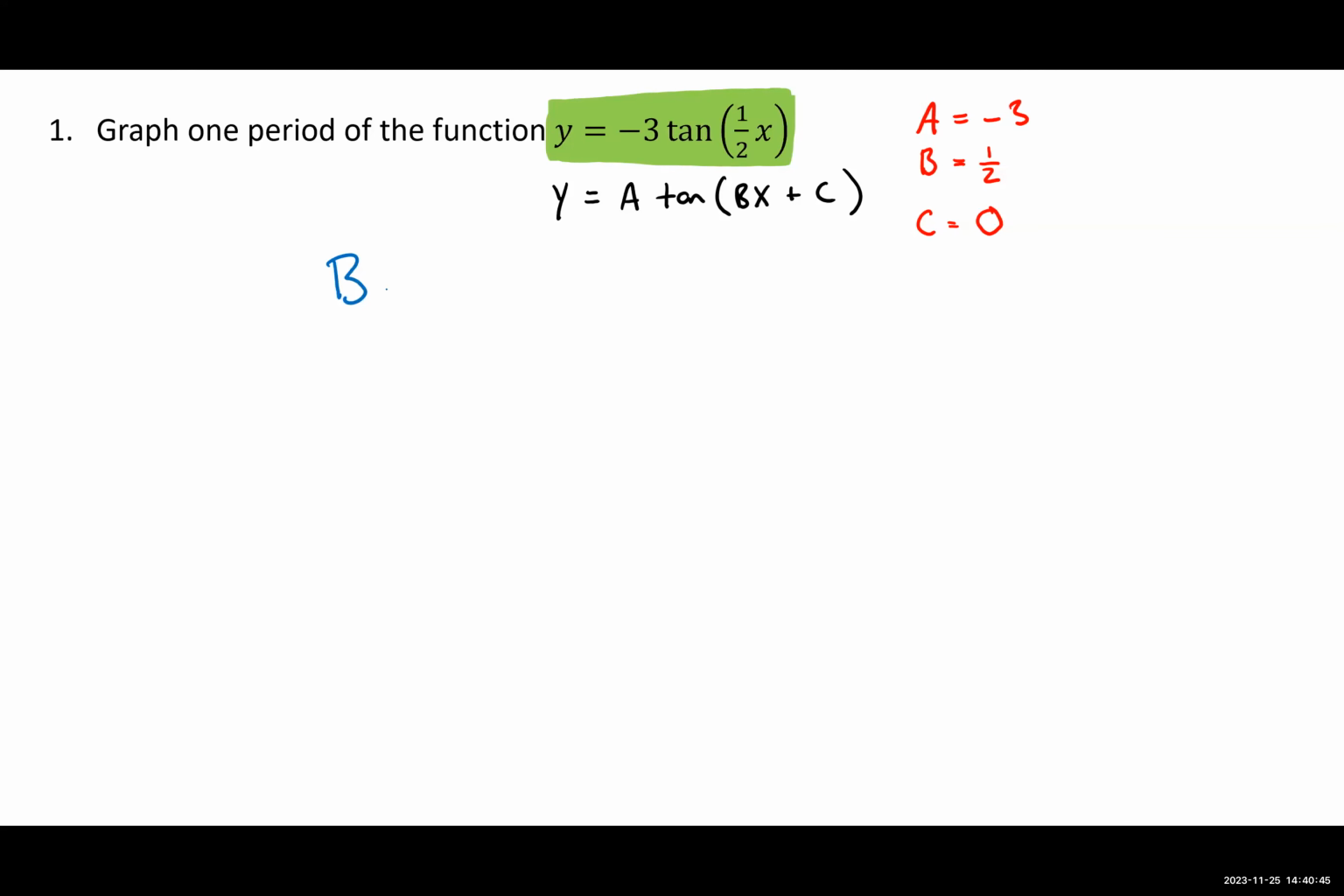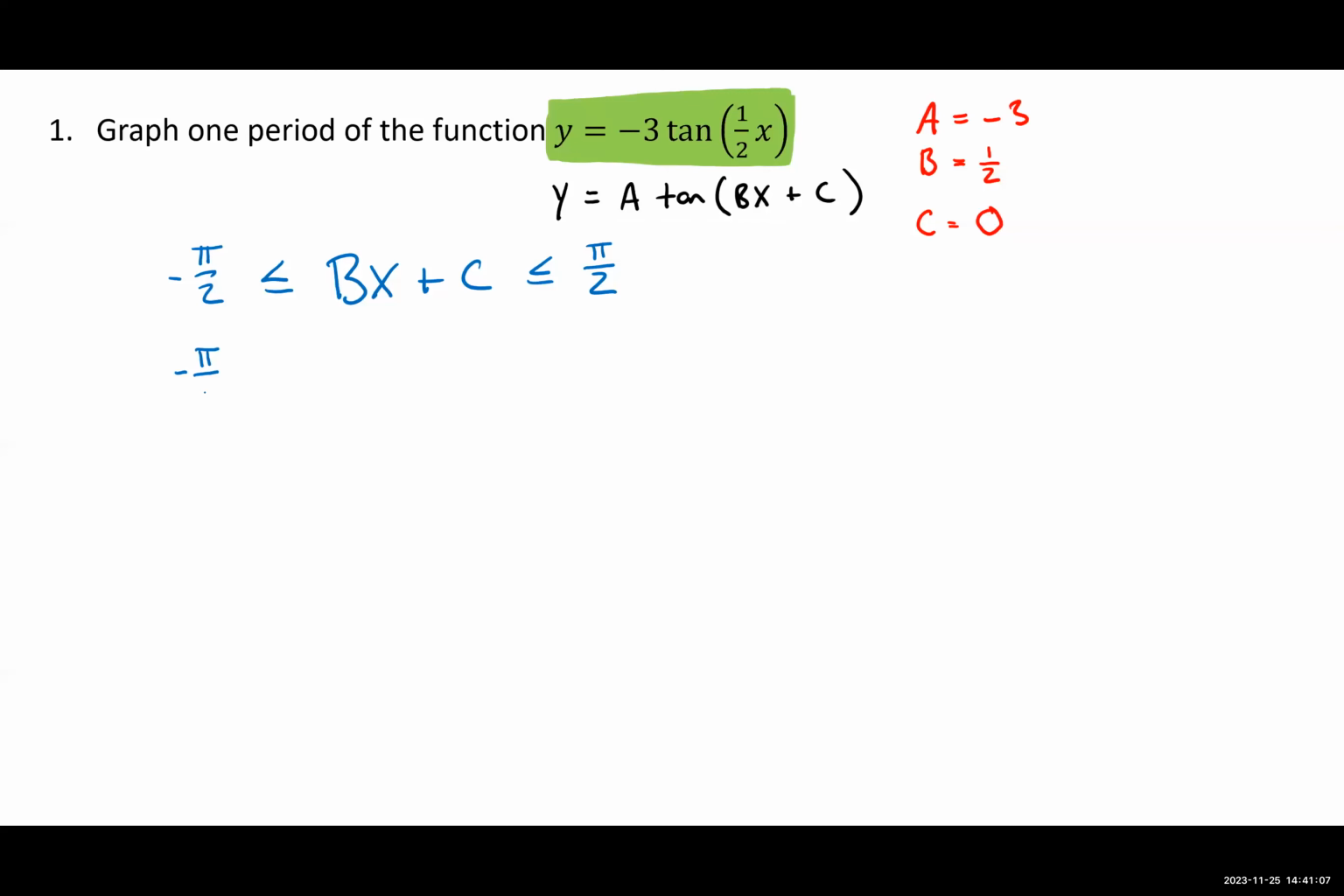So let's start with bx plus c is between negative pi over 2 and pi over 2. We're always going to start with negative pi over 2 and pi over 2. And now solve for x. Well, what is the b and the c in this problem?